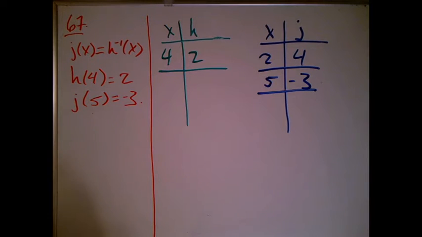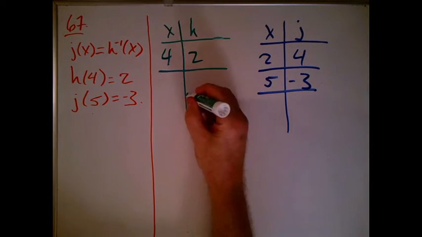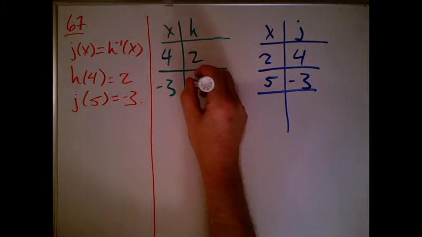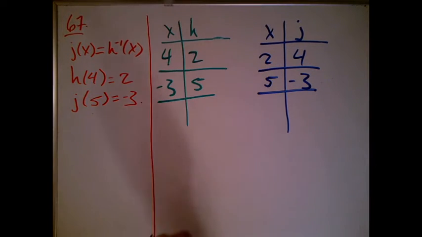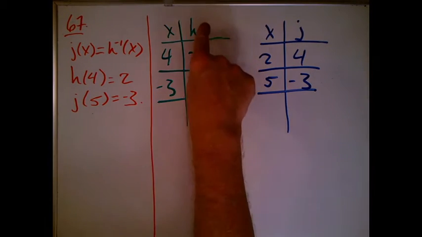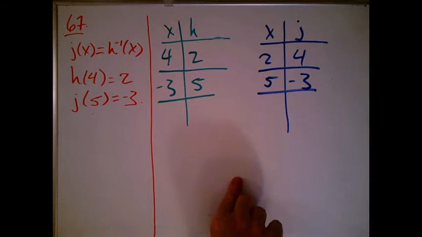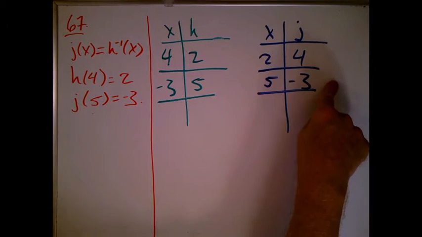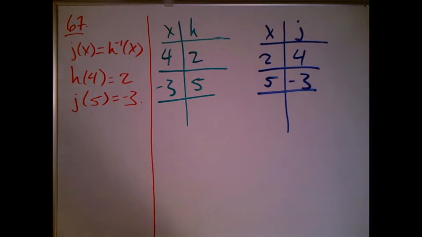But h and j are inverses. So that says that over here, I can put a minus 3 and a 5 like that. Now, again, I'm going to read this, that h of minus 3 is 5. So when I plug minus 3 into h, I get 5. I'm going to read this over here, that j of 5 equals minus 3. So when I plug 5 into j, I get minus 3.